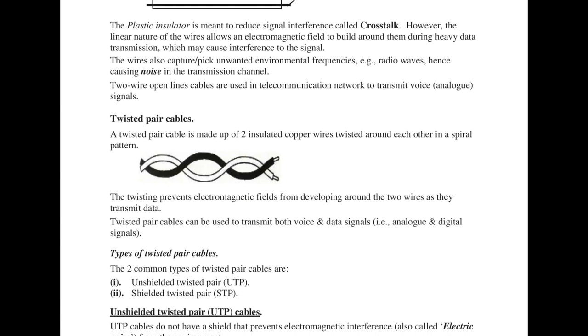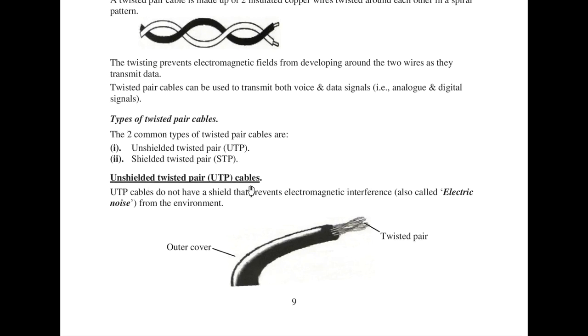This is made up of two insulated copper wires twisted around each other in a spiral pattern. You can see the demonstration there. And for that case, we usually have two types: unshielded twisted pair, very common, that is the UTP, and we have shielded twisted pair, or the STP. This is not so common. So we have the diagram here showing you the unshielded twisted pair cable.